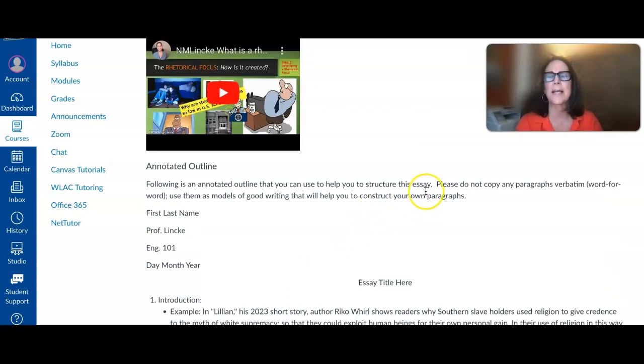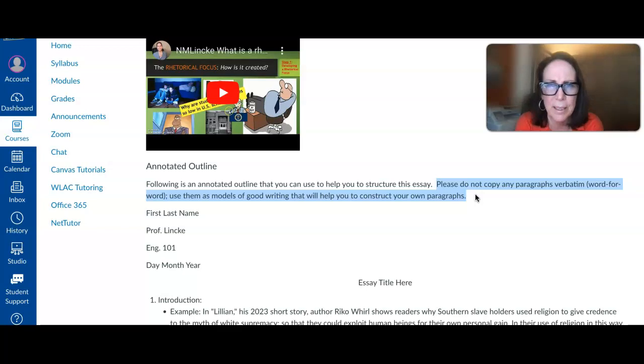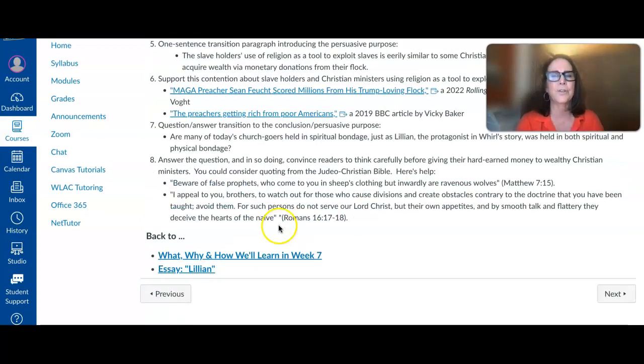Now, I'm going to ask you please not to copy and paste any of the paragraphs here into your essay. Do not use them verbatim, word for word, please. Use them as models of good writing to help you to learn how to write an introduction and to transition and to do other things in the essay, please. All right, I'm going to return to the essay assignment.